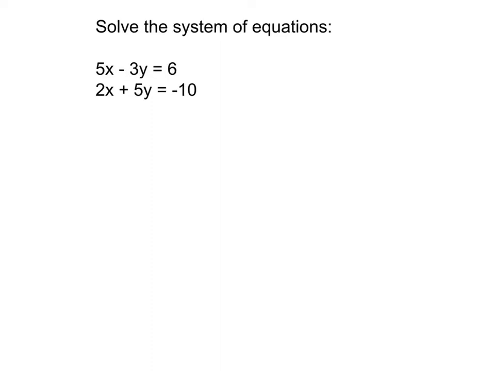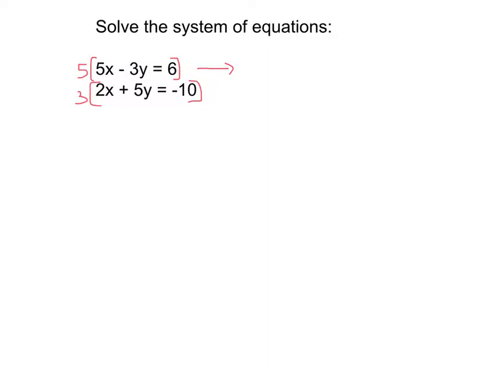So if we want to turn -3 and +5 into the same thing, we're going to try to turn them into a 15. So I'm going to take the first equation and I'm going to multiply the entire thing by 5. I'm going to take the second equation and I'm going to multiply the entire thing by 3. Notice I put in the big brackets to make sure that I don't just multiply the x and y, but I multiply the constant on the other side as well.